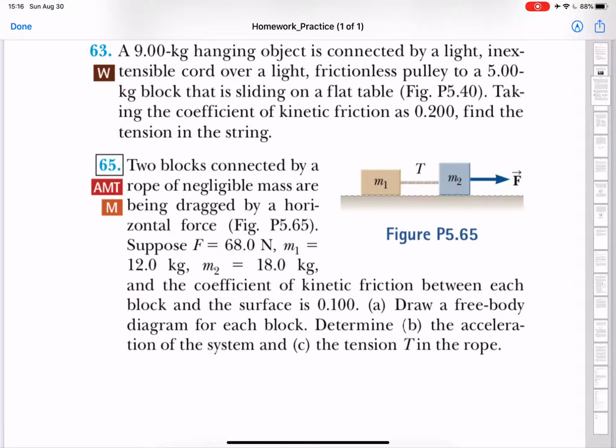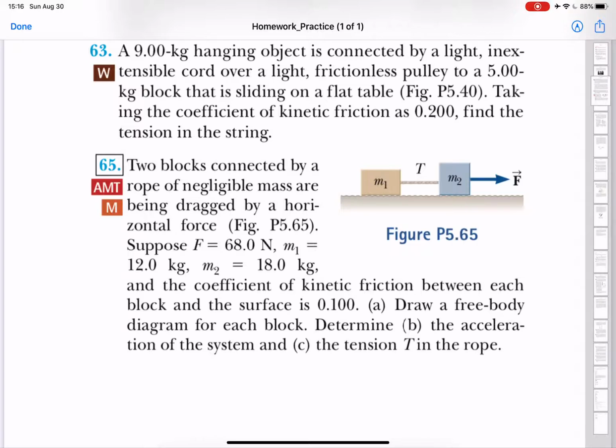Now let's look at problem number 65 from chapter 5. Here we have two blocks connected by a rope of negligible mass being dragged by a horizontal force. Suppose F is equal to 68 newtons, M1 is 12 kilograms, M2 is 18 kilograms, and the coefficient of kinetic friction between each block and surface is 0.1.